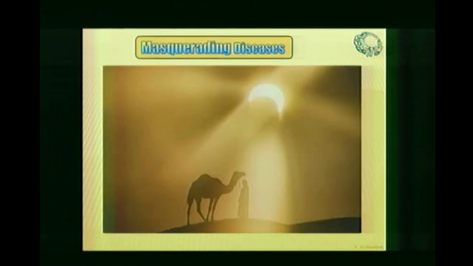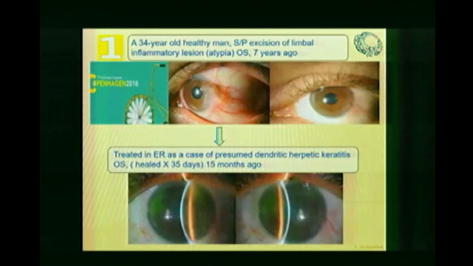What about the masquerading diseases? Some of these cases I'm presenting as challenging cases in the cornea. So this is one of the first patients, 34, a young patient. He's healthy. He had a false excision of a limbal inflammatory lesion, labeled as atypia, and that was 7 years ago.